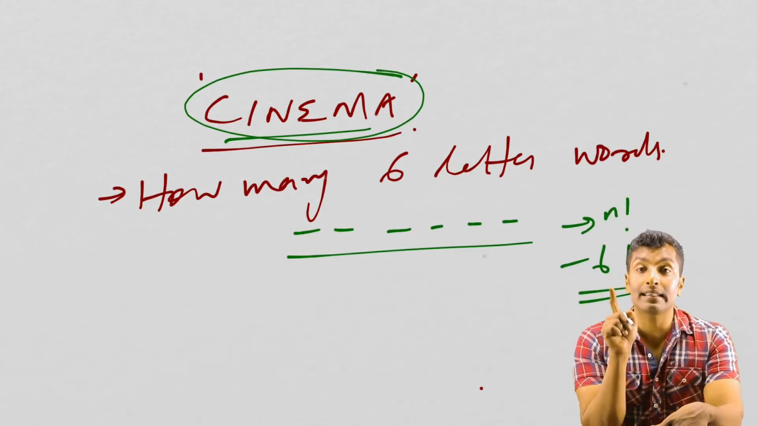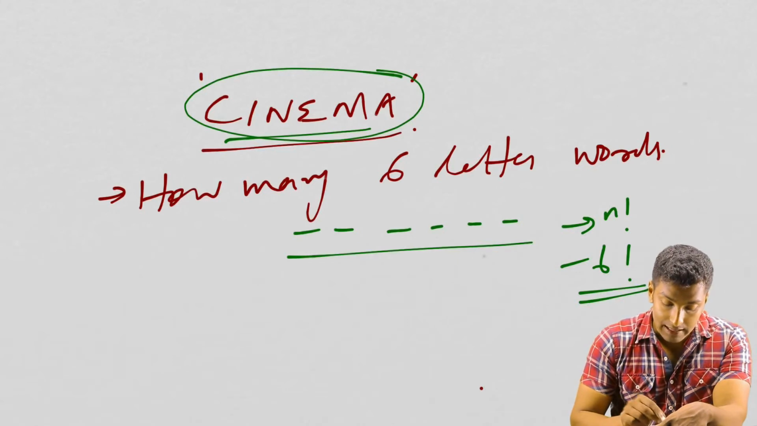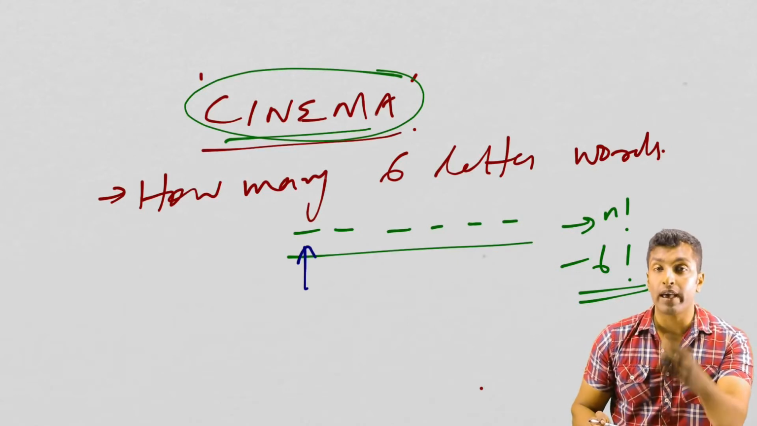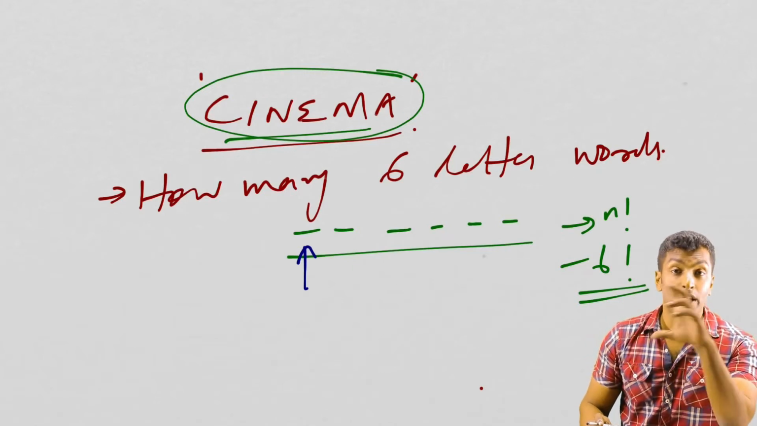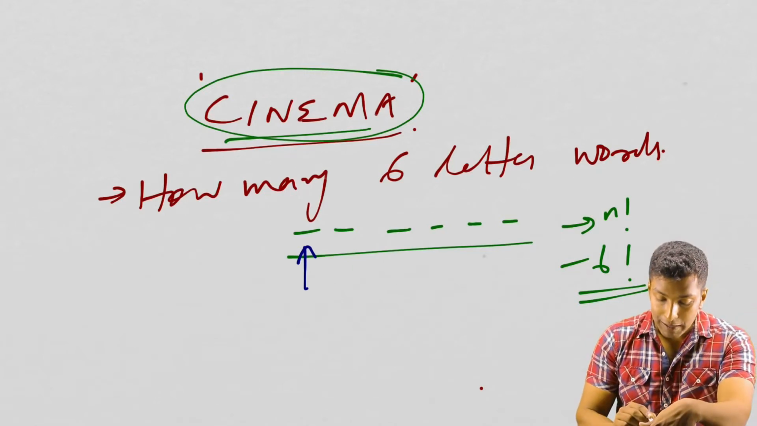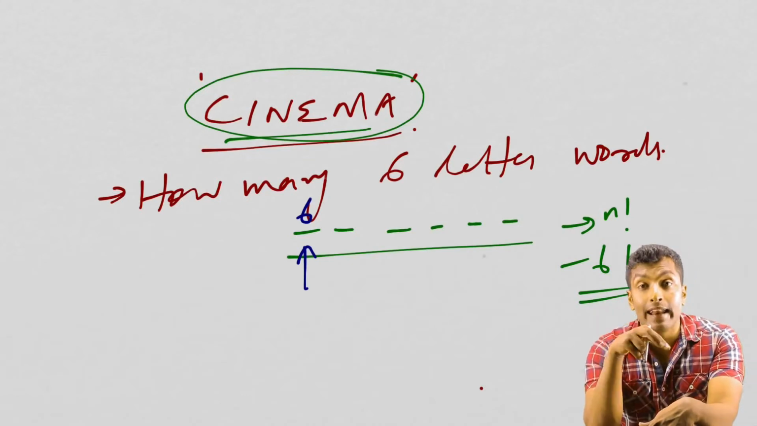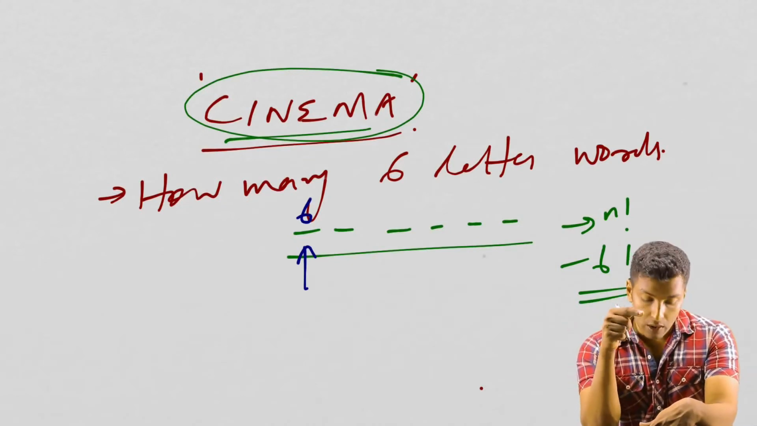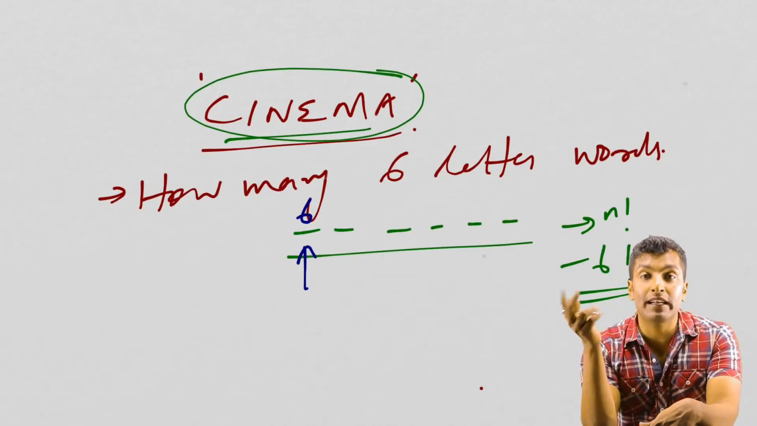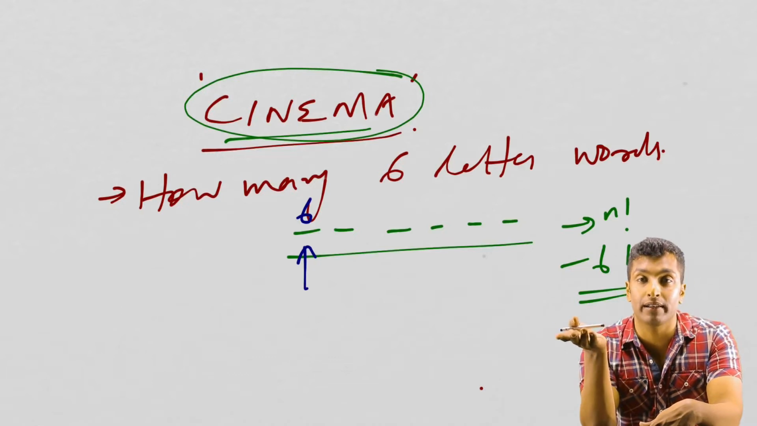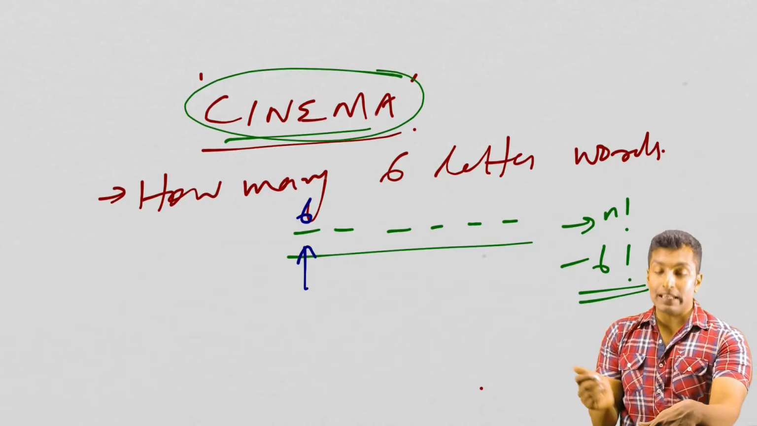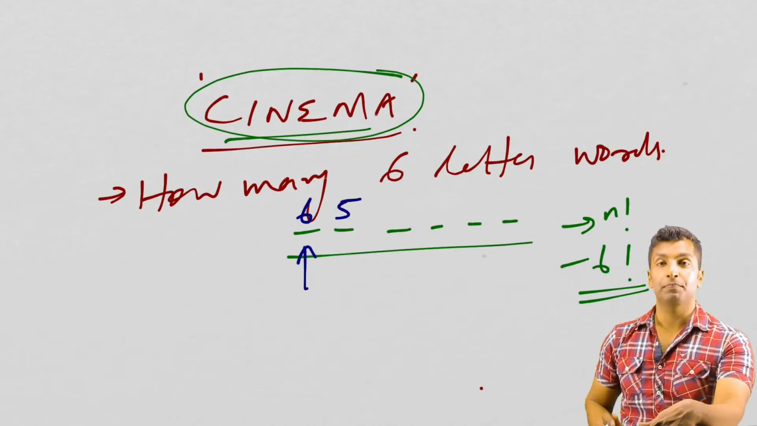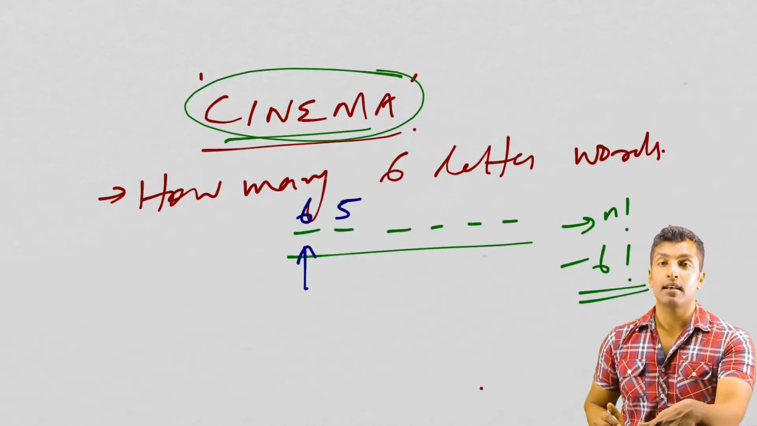Now how does this come about? Conceptually it is like this. This is the first place, and it can be filled with any of the 6 letters. So you have 6 choices, and the first place can be filled in 6 ways. For the next place, you have already used 1 letter and repetition is not allowed, you cannot repeat the same letter. So you are left with 5 letters, and you can fill the next place in 5 ways. Now you have already used 2 letters. How many are left?